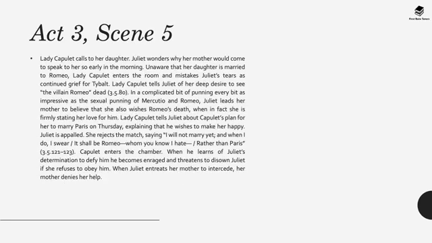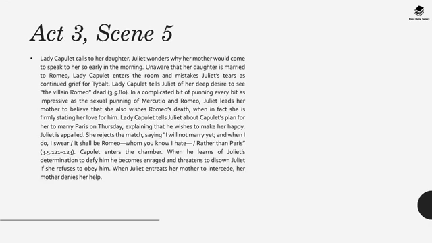Lady Capulet then calls to her daughter, and Juliet wonders why her mother would come to speak to her so early in the morning. Unaware that her daughter is already married to Romeo, Lady Capulet enters the room and mistakes Juliet's tears as continued grief for Tybalt, her cousin. Lady Capulet then tells Juliet of her deep desire to see the villain Romeo dead, in a complicated passage which is every bit as impressive in terms of its sexual language as is Mercutio's language.